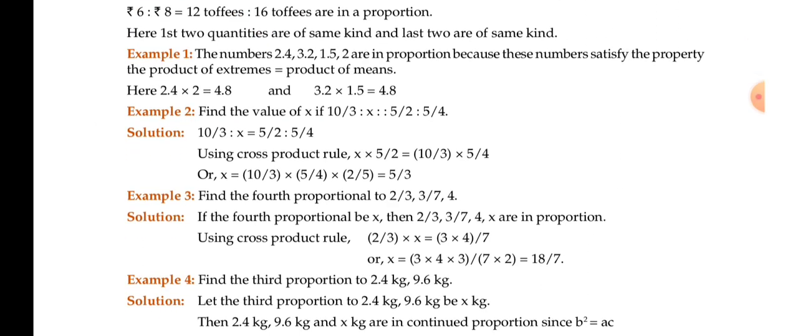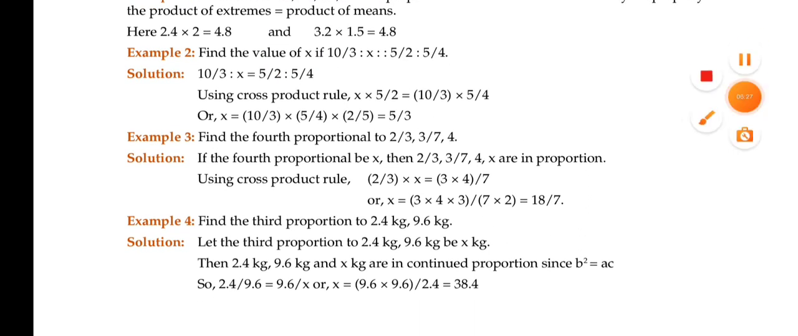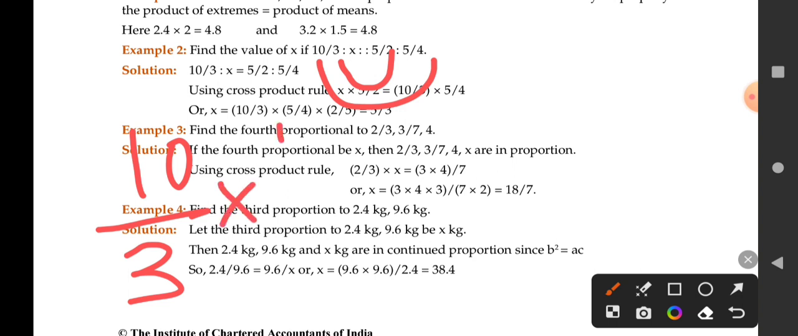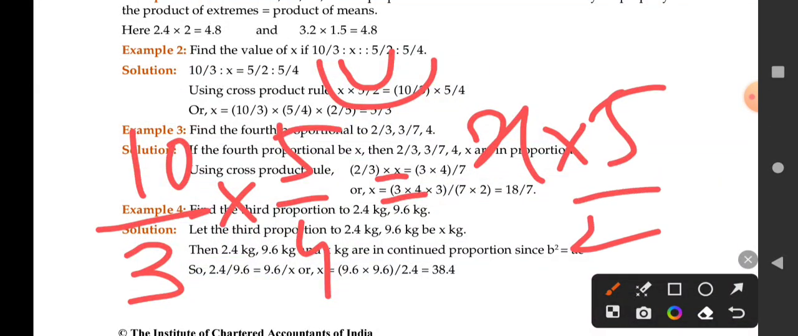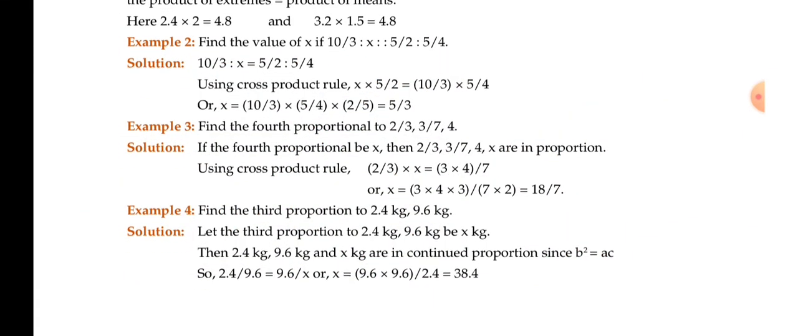So example 1. If you have to find out whether they are in proportion, what will you do? Product of extremes and product of means, just multiply. Here as well, product of extremes and product of means. How are you going to solve? 10 by 3 into 5 by 4 is equal to x into 5 by 2. So cancel out these and you get 5 to 3. x is 5 to 3.